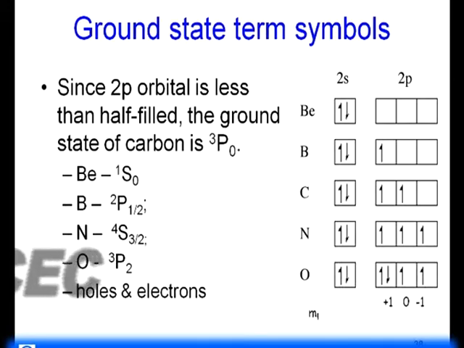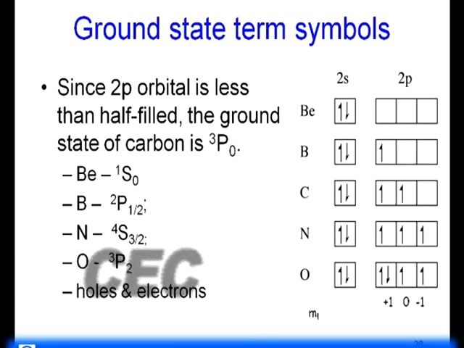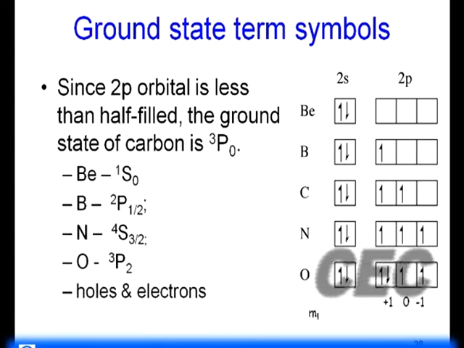2S plus 1 is equal to 2, and since S is equal to half and L is equal to 1, you have 1 plus half and 1 minus half, that means 3/2 and 1/2. These are two values of the J quantum number that you can have, but since this 2p orbital is less than half full, we assign 2P1/2 to the ground state.